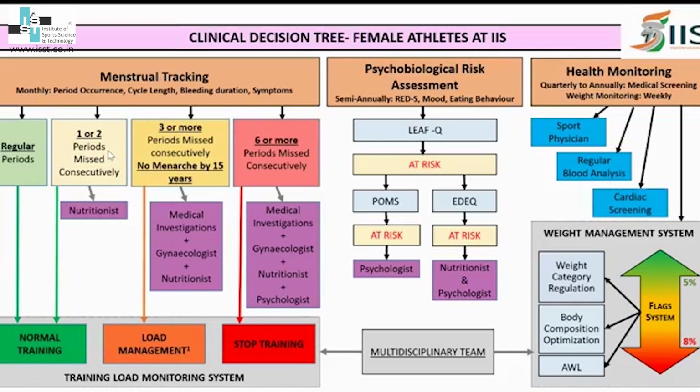However, if an athlete misses her period once or twice consecutively, a nutritionist at the institute would see the athlete and consult with her, maybe even give her a diet plan based on the nutritionist's judgment. So that's when the athlete would see a nutritionist.